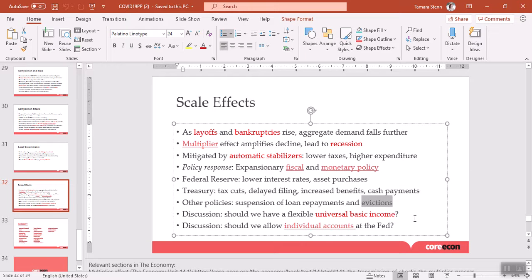So we have a discussion, right? Here we have something called, should we have a flexible universal basic income? And what does that mean? I'm going to talk about that in our final project, because I actually use that as a reference. But universal basic income is when everybody in a country is guaranteed a certain level of earnings, no matter what.